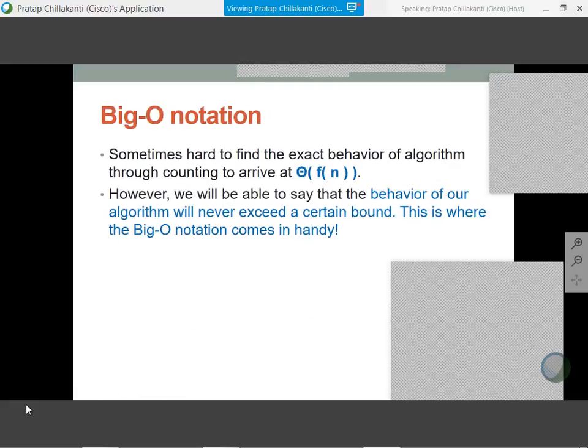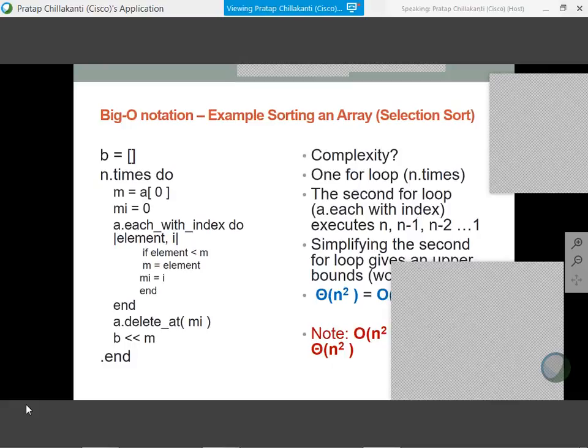So why do we use big O notation? Because it's very hard to find out the exact behavior. Unless for trivial examples, it's extremely hard for complicated algorithms to come up with exact theta. However, as you see in the second bullet, we can always come up with the worst case, meaning we know what the upper bound is, meaning it can't be worse than that. So that upper bound that we talk about is the big O notation. I gave you an example here.